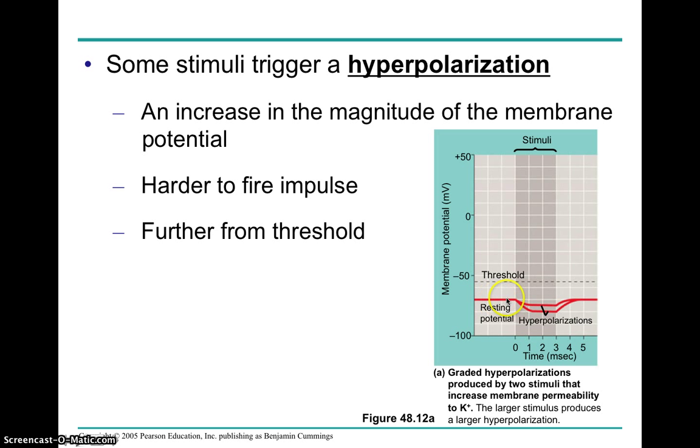If you hyperpolarize the cell, you take it even more negative, further away from threshold, thus requiring more of a depolarization to reach threshold and fire the action potential than normal. So the body can make these types of accommodations all the time to deal with varying stimuli so that you don't respond to stimuli when it's not necessary to.